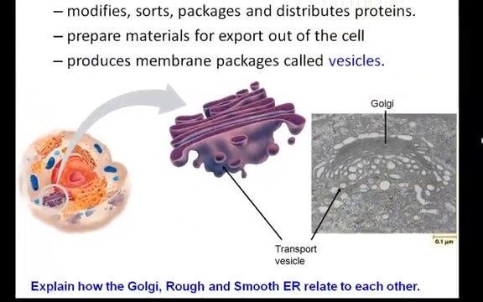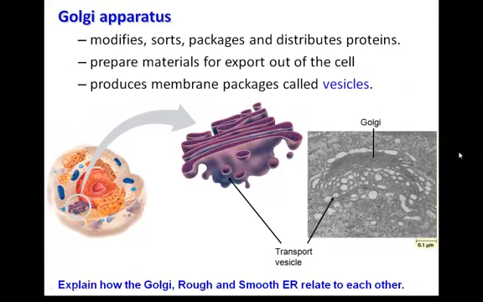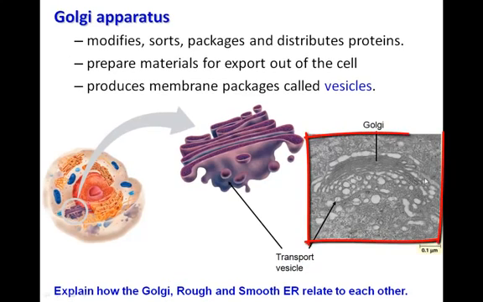The Golgi apparatus modifies, sorts, and packages, and then distributes the proteins that come from the ER. They prepare materials for export out of the cell as well, so not all materials just stay within the cell. And finally, those packages that they produce are called vesicles. And so here you can see what looks like a stack of pancakes. And that's really the general structure of the Golgi apparatus.